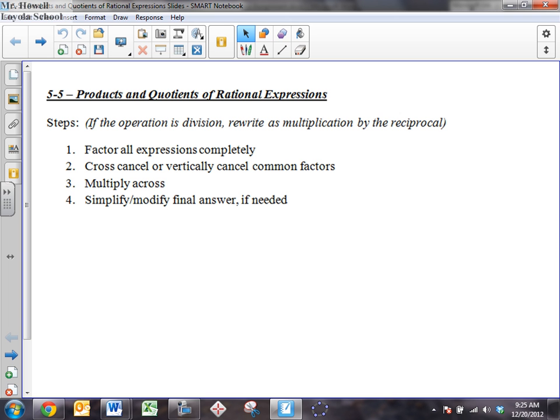In section 5.4, we were factoring and reducing an expression. Now we're going to take a look at the same idea. We're going to say to ourselves, well, what if we are multiplying or dividing fractions? So we're going to look at our steps here, but let me give you an example of what I mean.